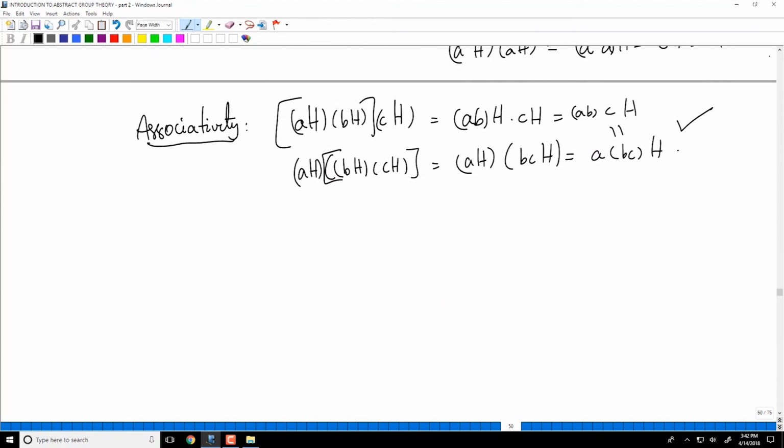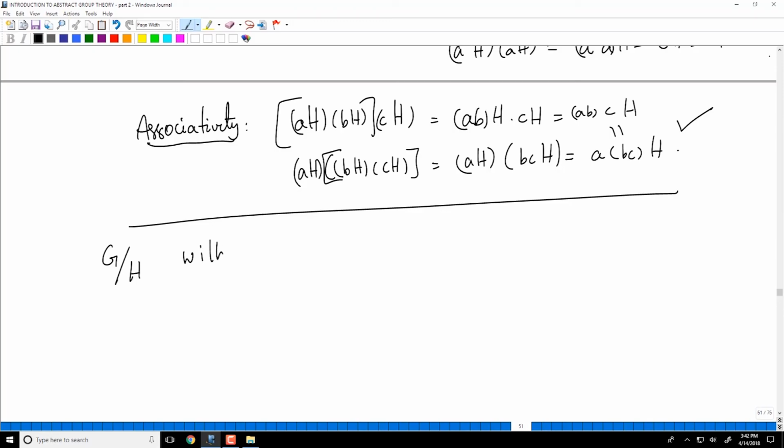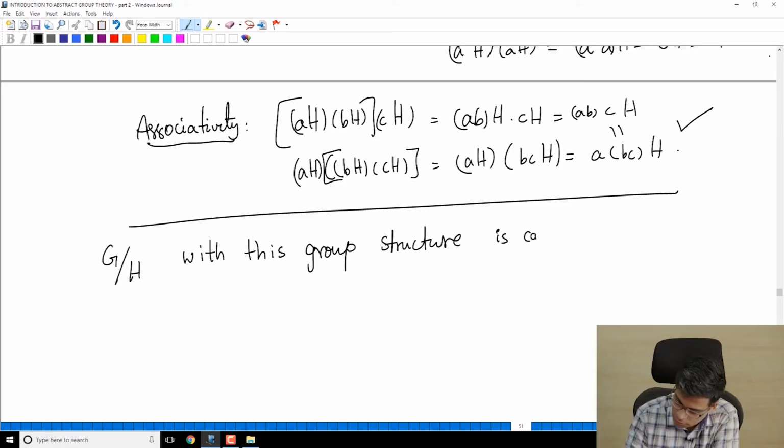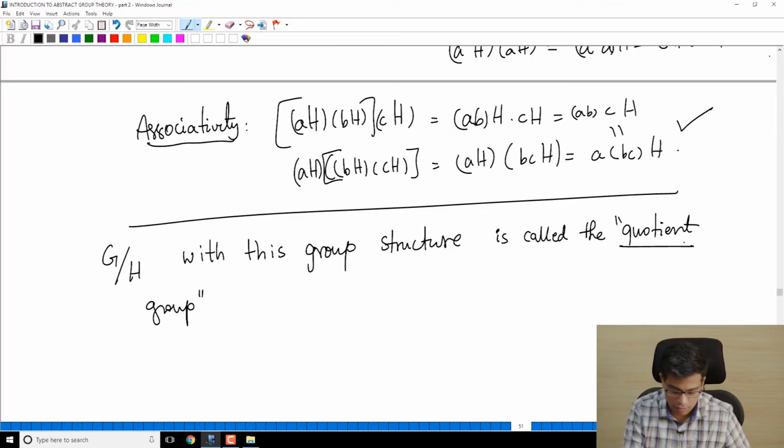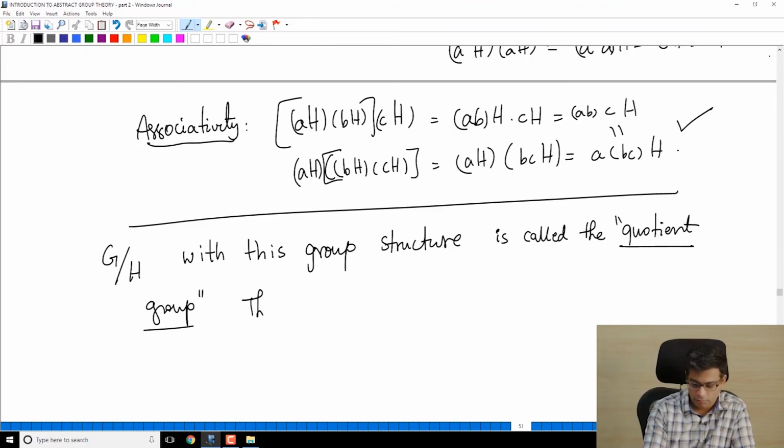Okay, so this is the quotient group that we wanted to discuss in this video. G mod H with this group structure is called the quotient group. This is defined only when H is a normal subgroup.